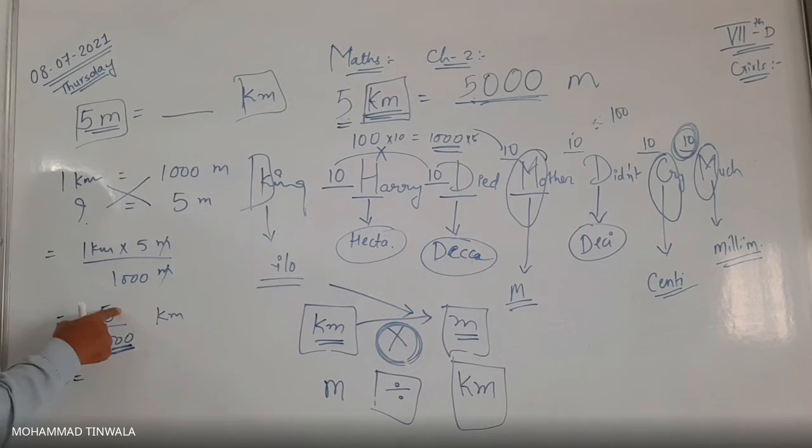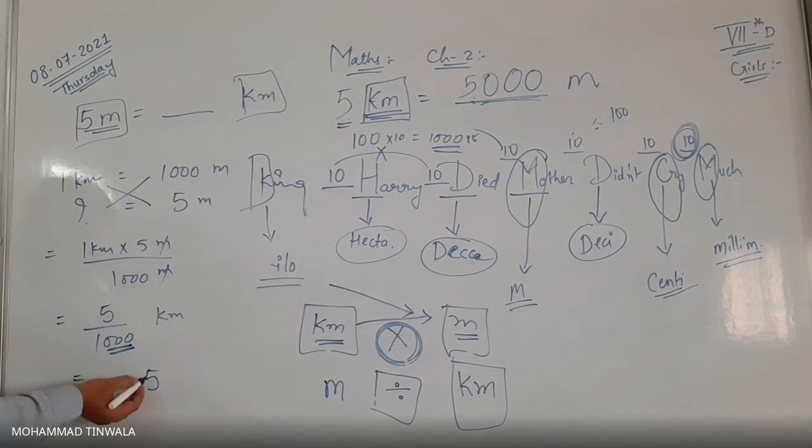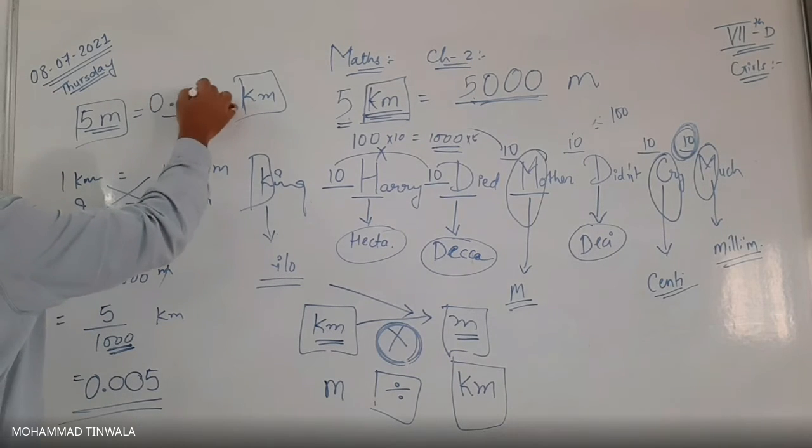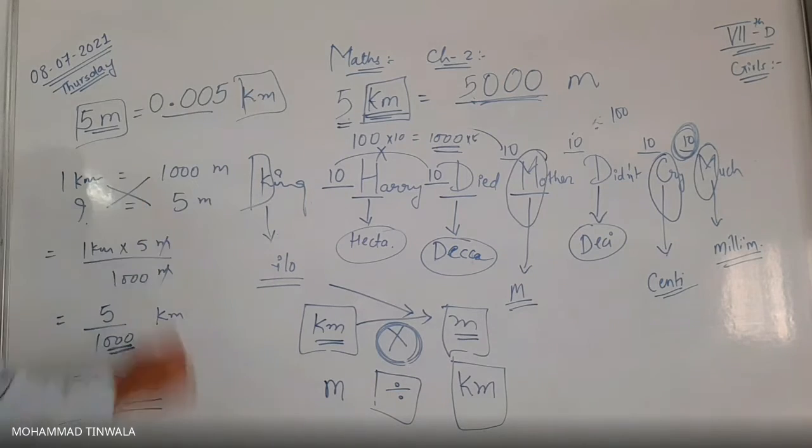3. We have 1 digit in the numerator, so we have to change it to 3 digits. Are you getting? We have to make 3 digits. So 1 and 2, now we have 3 digits. So we will place a decimal here. So the answer will be 0.005 kilometer. 0.005 kilometer. Any doubt here, girls?